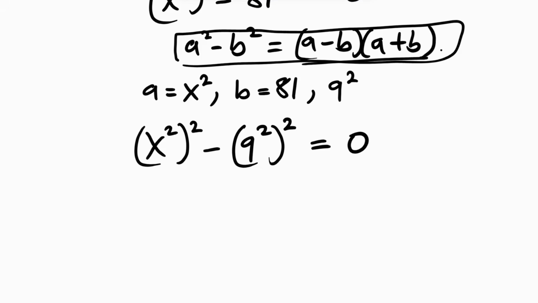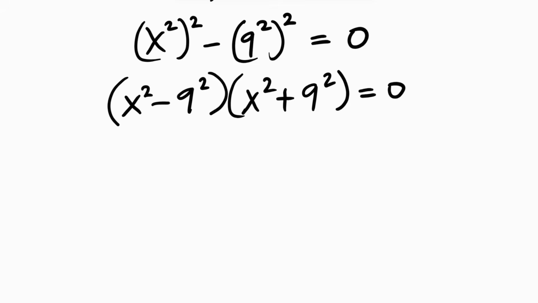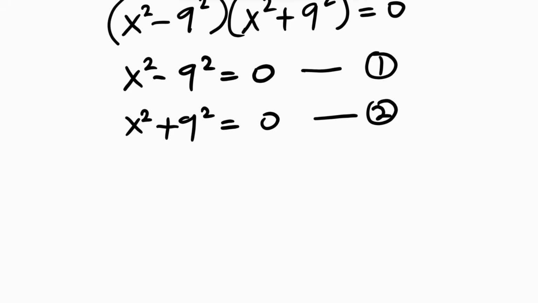So now let us plug in the values into the equation that we found earlier. So now this becomes x squared minus 9 squared, okay, and then x squared plus 9 squared equals 0. Now we have x squared minus 9 squared equals 0. This is our equation 1. And then we have x squared plus 9 squared equals 0. That's our equation 2.